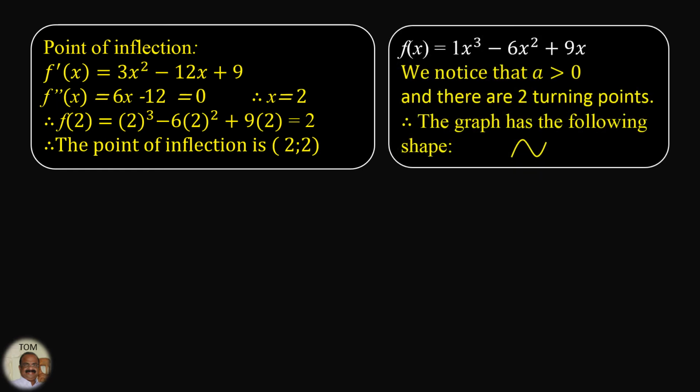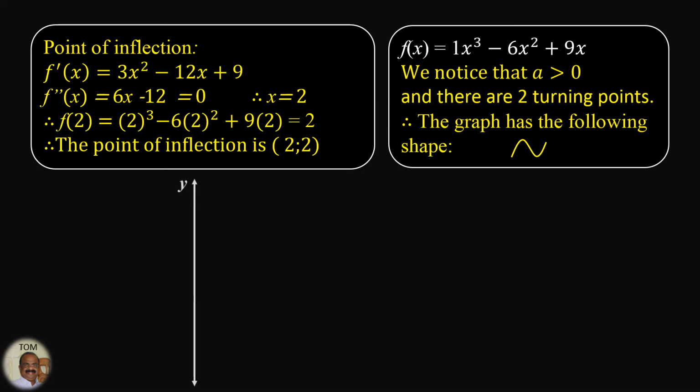Now we discussed the shape of the graph depending on the value of a, the coefficient of x cube. What is the number here? It's 1, positive 1. So we must have an idea of the shape. And we have 2 turning points.